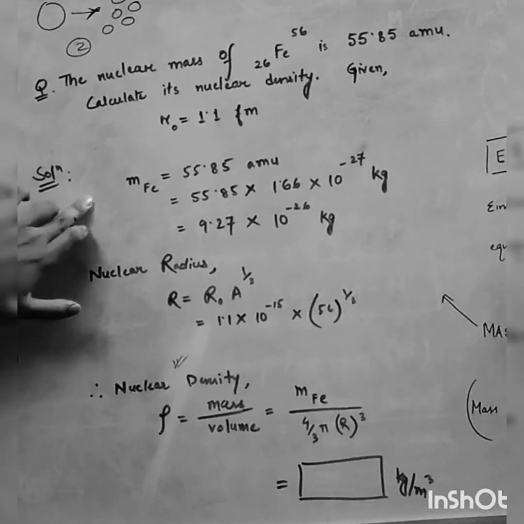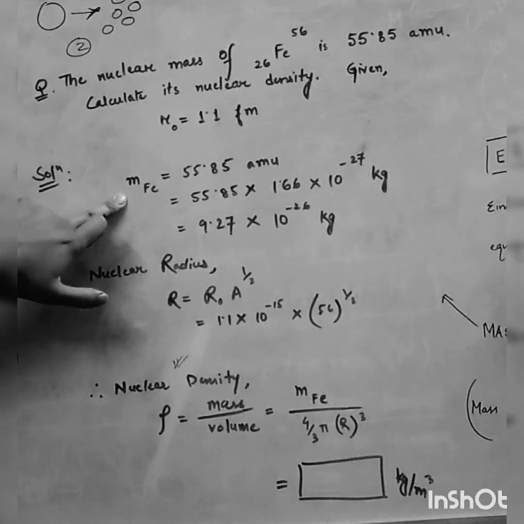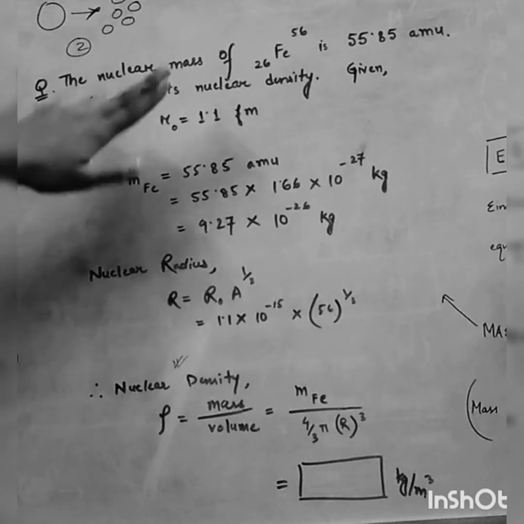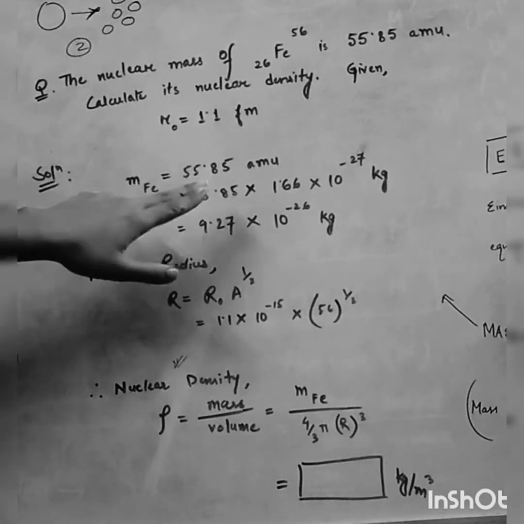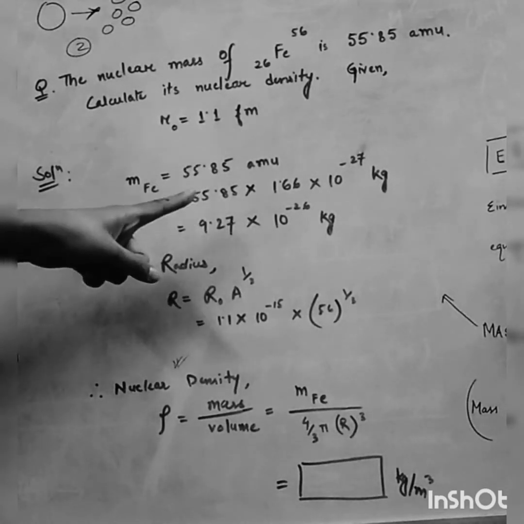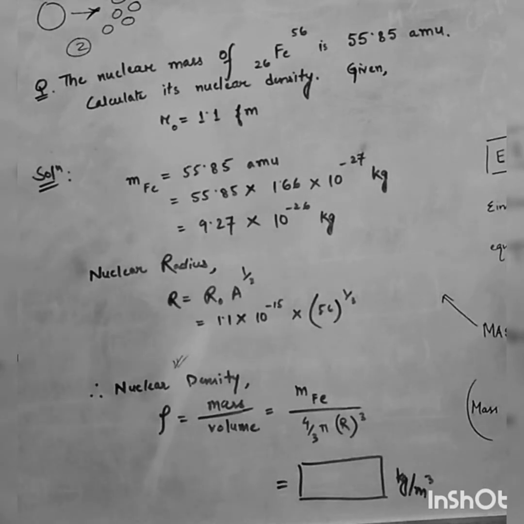First, you are given the mass of iron, which is 55.85 atomic mass units. Convert it into kg. You have to multiply it with 1.66 into 10 to the power minus 27 kg. So you get 9.27 into 10 to the power minus 26 kg. You will always have to convert AMU into kg.